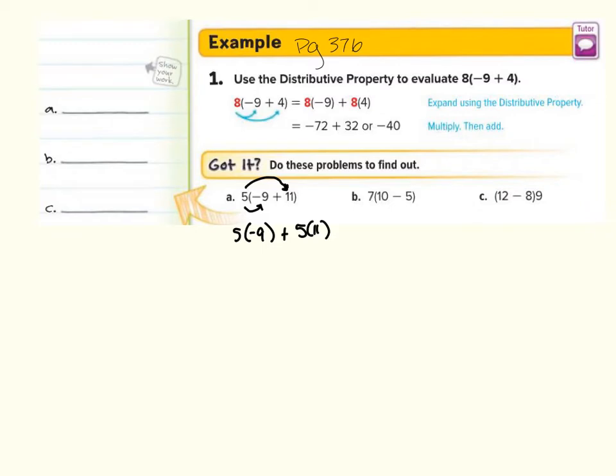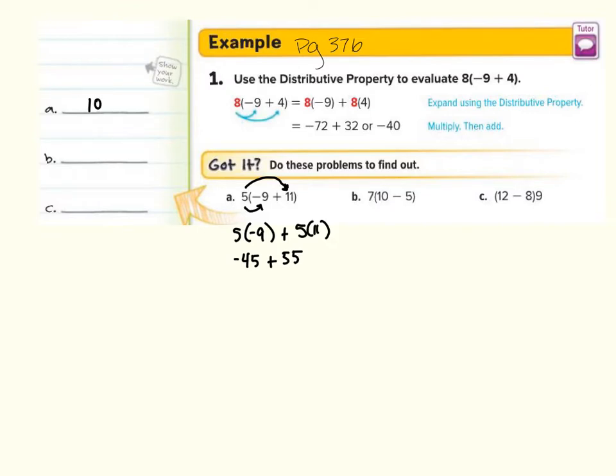Now let's go ahead and multiply. 5 times -9 is -45. And then 5 times 11 is 55. Now you can just go ahead and add them. -45 plus a positive 55. That answer is 10.